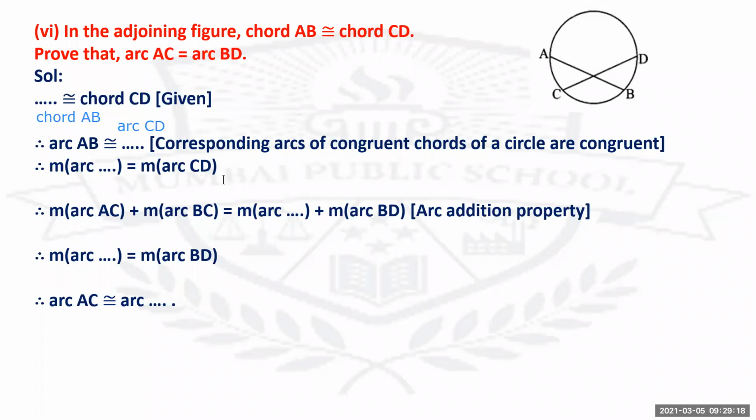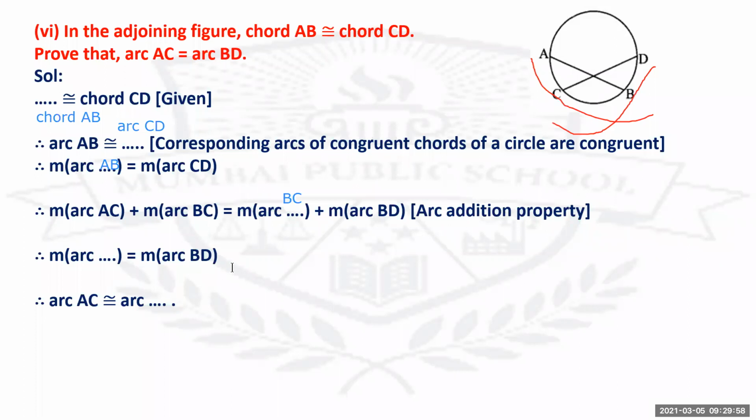So therefore, measure of arc AB equals measure of arc CD. Now here we are using the arc addition property. Measure of arc AC plus measure of arc BC equals what would come in this blank? BD plus BC. The answer is BC. Is this clear?